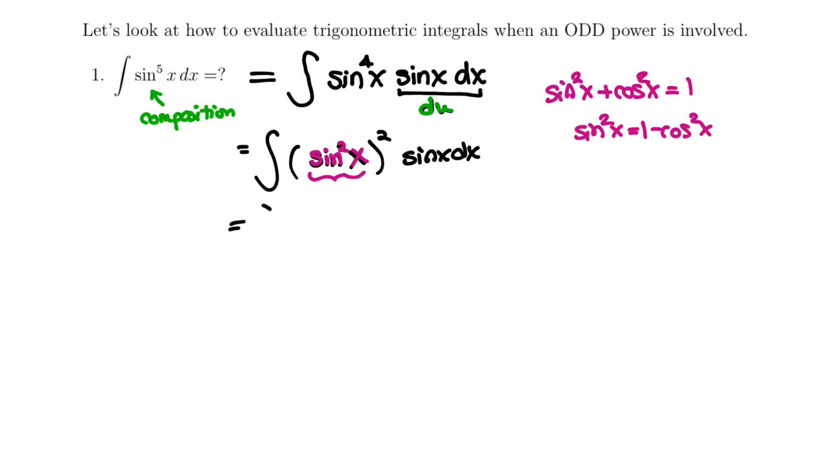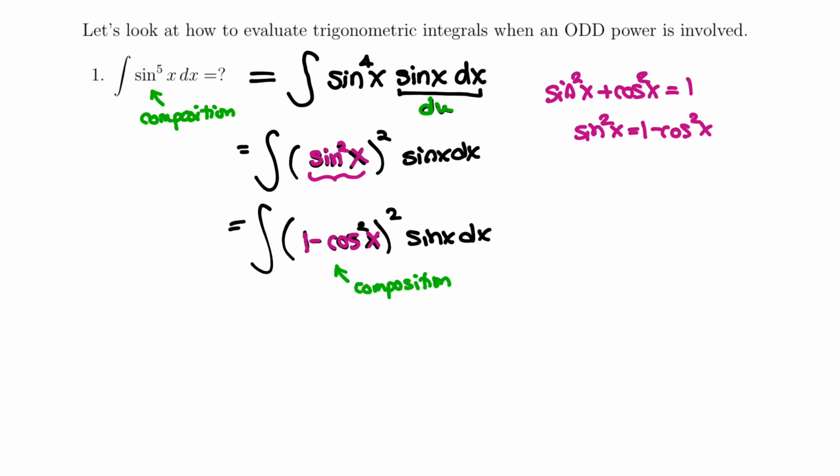And so when we do that, we now have the integral of 1 minus cosine squared, times sine of x dx. What is so nice about that is I now have my composition. I'm looking for a composition, but it is rewritten, reformatted, such that I now can assign a u with sine being the derivative. Do you see that?